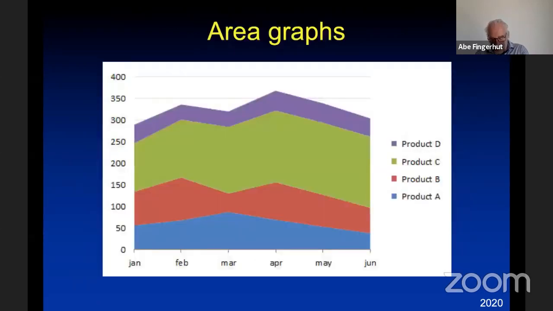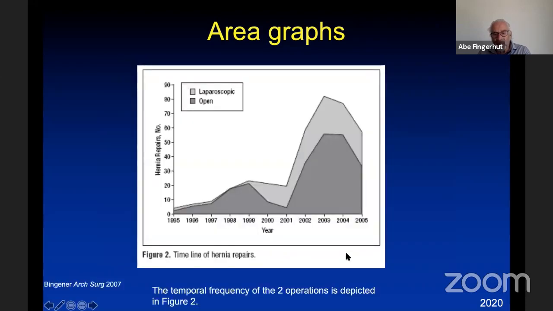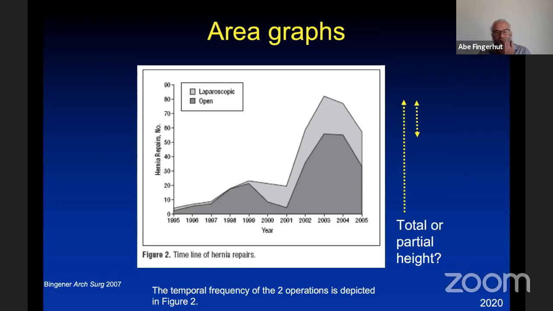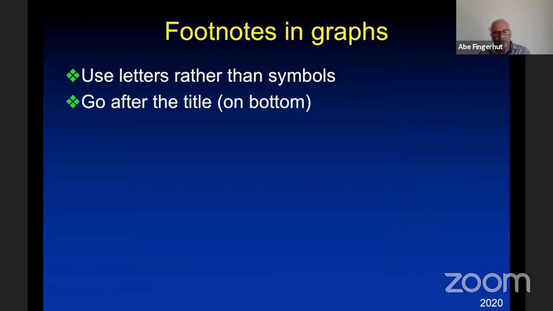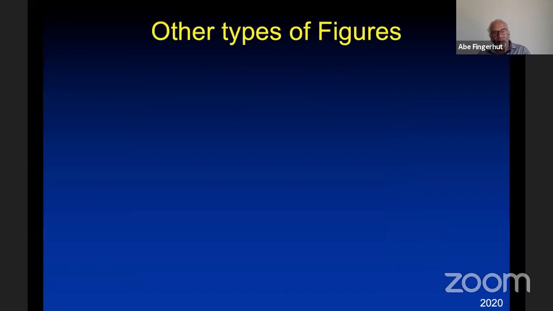Don't use what we call area graphs. Area graphs are confusing. We don't know, is product B just this value here, or is it this entire value? When we see something like this, are we talking about the total value or the difference, partial value? But don't use area graphs. They're very confusing. They're ambiguous. When you have footnotes, use letters rather than symbols, and they should go after the title on the bottom.